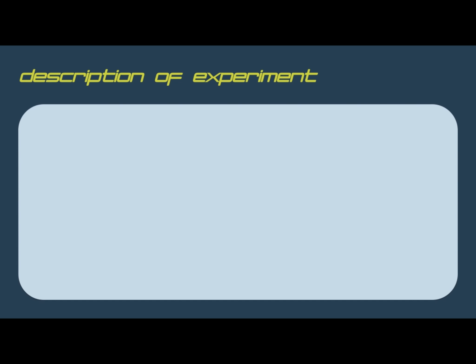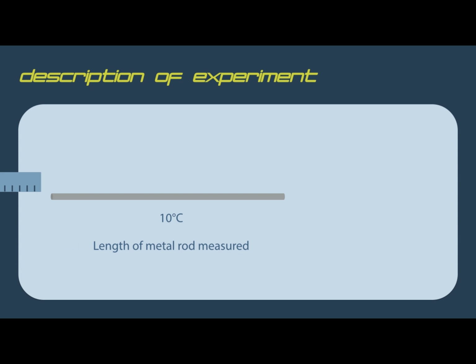To show you how to draw a table, we'll be using the following experiment, where we want to know how the length of a metal bar will change at different temperatures. In this experiment, we have a metal bar. We measure its length in millimeters at 10 degrees C using a ruler.